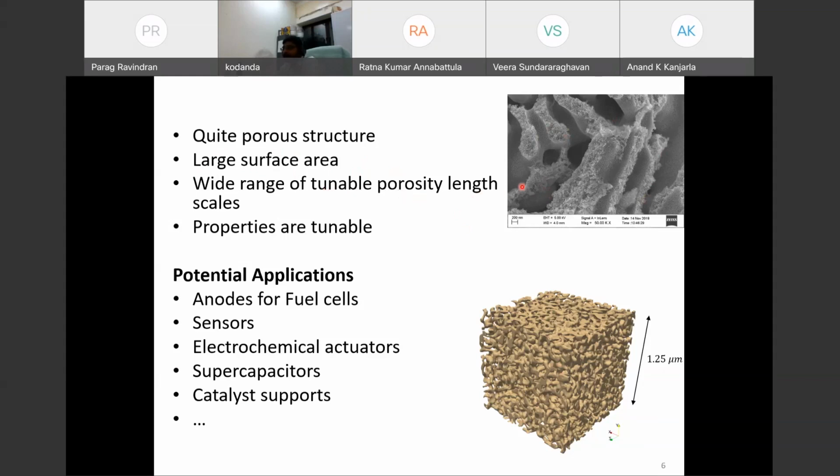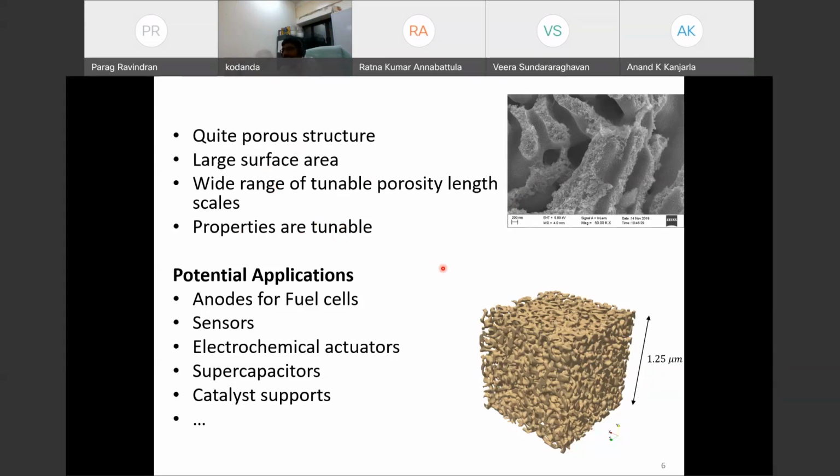In addition to that, the synthesis process allows us to tune the length scale over a very wide range. Remember, I mentioned a little while ago that we can tune the ligament sizes anywhere between submicron to a couple of nanometers, 3-5 nanometers. That gives us a huge degree of freedom. We can turn the knobs over a wide range, and because of that, we can tune the properties which are dependent upon the resulting surface area and the phenomena.